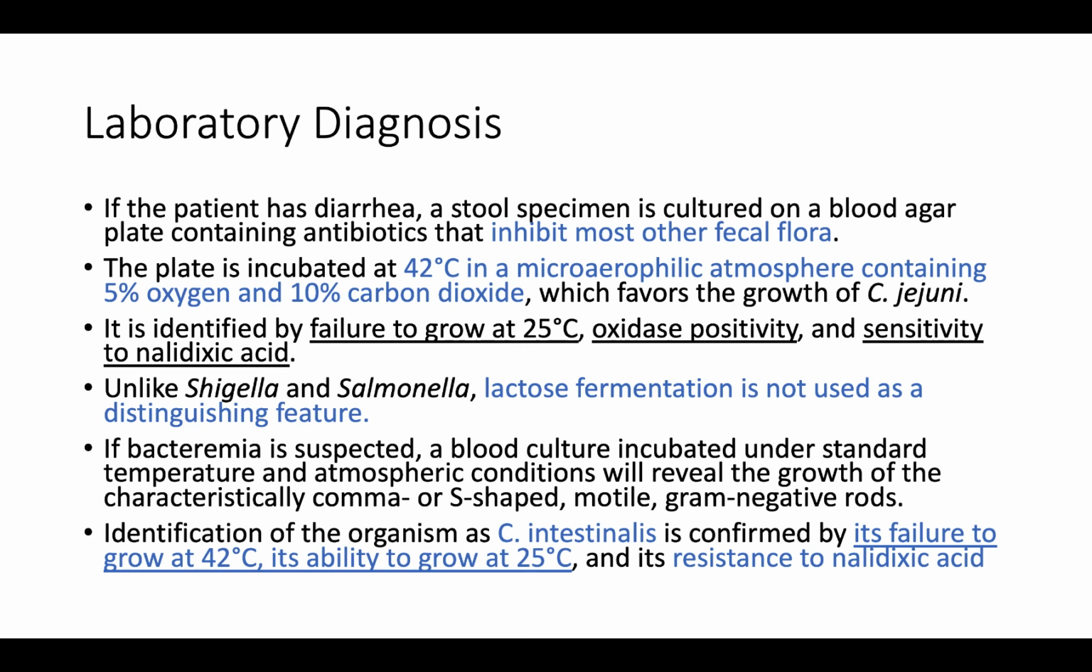Okay. If bacteremia is suspected, a blood culture can also be done. It will reveal the growth of this characteristically comma or S-shaped motile gram-negative rod. We said which were the S-shaped ones: we have Campylobacter, Helicobacter, and the third was Vibrio. Identification as intestinalis is confirmed by failure to grow at 42, because it will grow at 25. Campylobacter jejuni is the one that grows at 42.